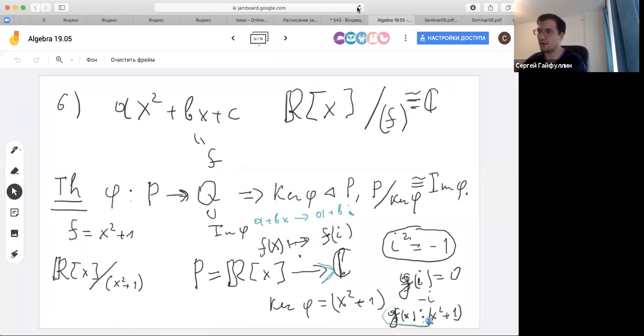So the kernel of this phi is such polynomial that f from i equals 0, and this is such polynomial that x squared plus 1 divides this polynomial. So the kernel is just this ideal which consists of all polynomials which are divisible by x squared plus 1. Okay?